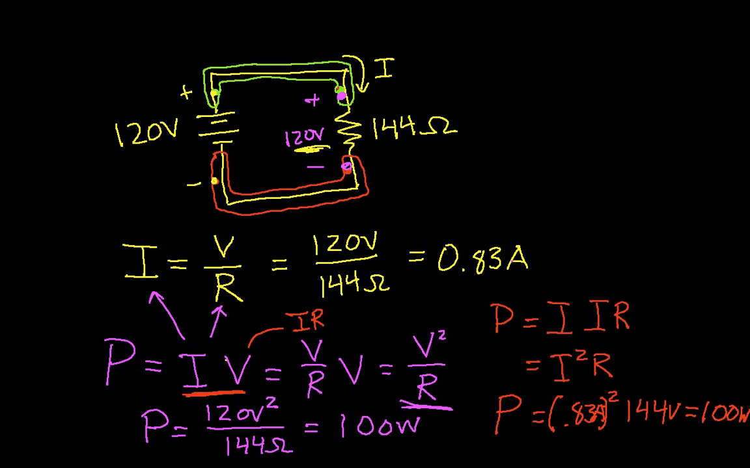Okay, so that pretty much concludes this video on Ohm's law. To review, we've talked about the fact that Ohm's law says that voltage is proportional to current, or the voltage across a resistor. In fact, we can draw a graph here.